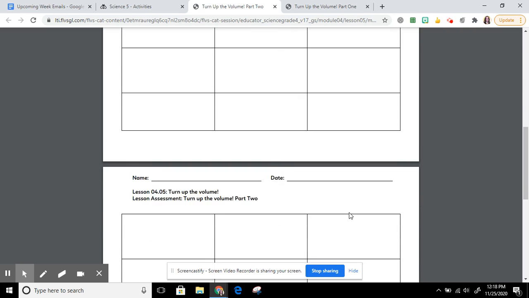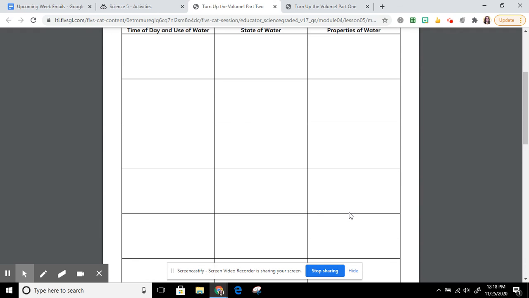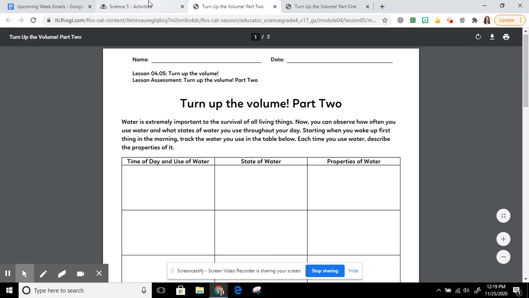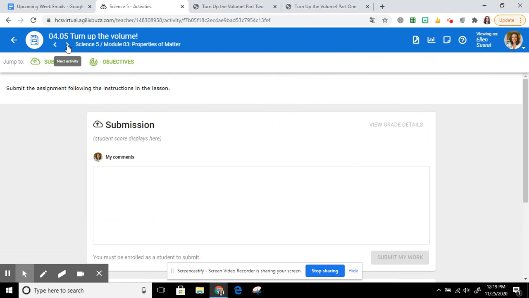So as you're going through your day, you're going to just track when you use water in any state. It doesn't have to just be water in liquid form that you're drinking. Anytime you use water, whether it's in a solid form, a gas form, or a liquid form, okay? So for that, you're going to need to do both of those, part 1 and part 2, to get full credit. And you're going to submit both part 1 and part 2 on the submission page by clicking on that blue plus button and adding your attachments.